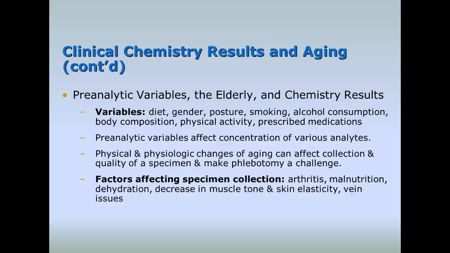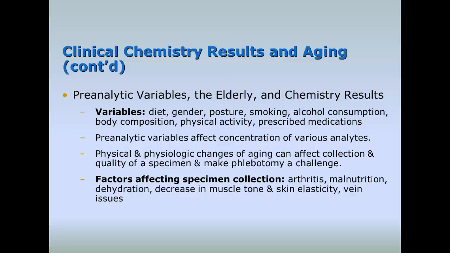Pre-analytical variables with the elderly. This is what happens before the specimen hits the lab, such as the blood drawing process or what the patient has done ahead of time. Different variables that can affect your specimens are the diet that they've eaten, the gender, and posture. Posture normally isn't much of an issue, but a lot of the elderly, depending on how old they are, are in a laying down position a lot of the time, and that can affect some of our lab results.